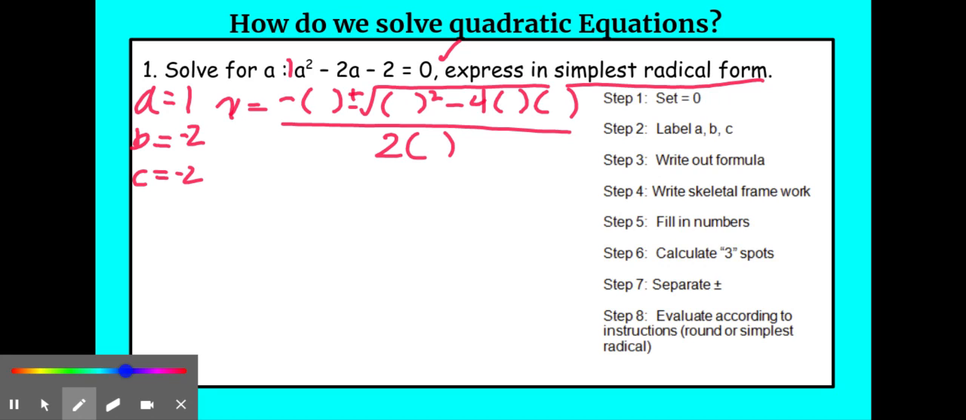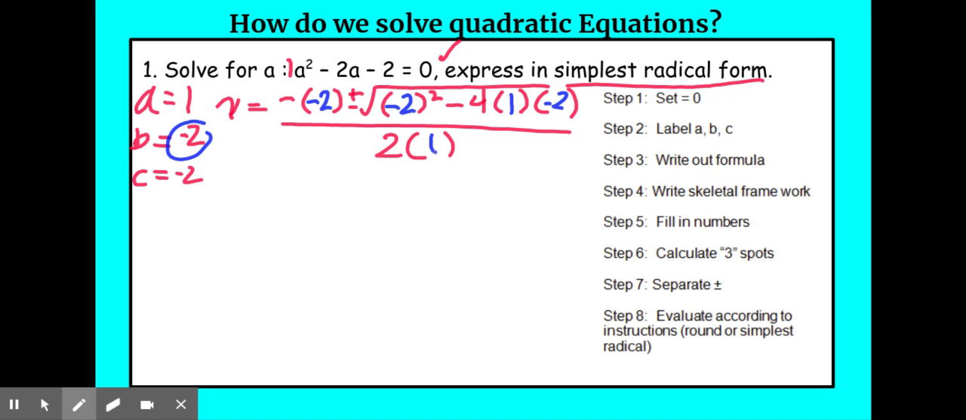So now we're going to fill in the numbers. The first one is -b. Well, b is -2, so I'll put -2 plus or minus the square root of b squared. Again, fill in -2 squared, minus 4 times a, which is 1, times c, which is -2, all over 2a, which is 2 times 1.